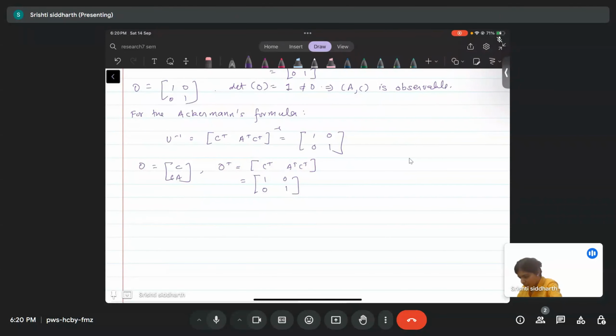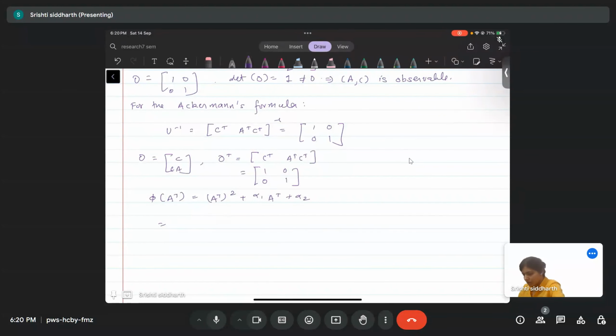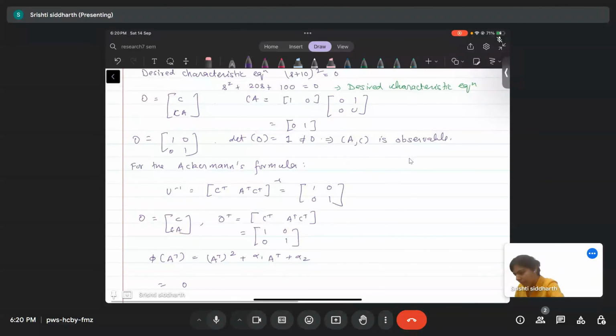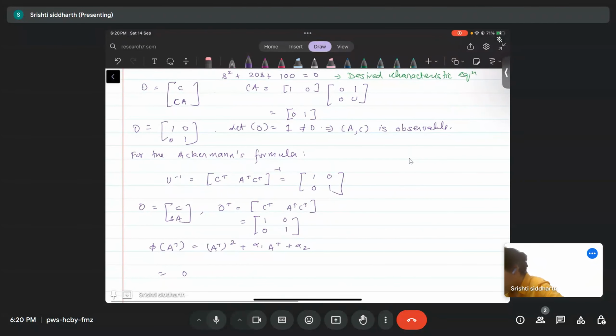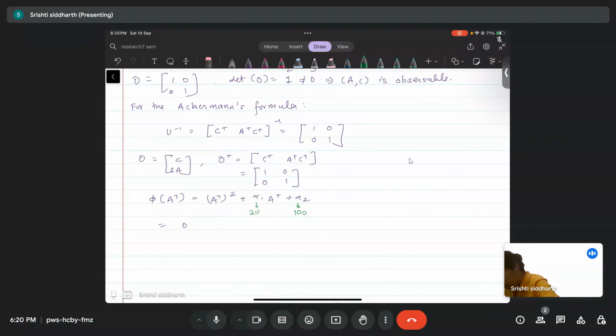Then we have to find the desired characteristic equation, but for A transpose. So this is A transpose squared. We're talking about the second-order system as A transpose squared plus alpha 1 A transpose plus alpha 2. We know what A is, so let's substitute. We also know what alpha 1 and alpha 2 are from the desired characteristic equation. So this is 20 and this is 100. Okay, so let's compute what A transpose squared is.